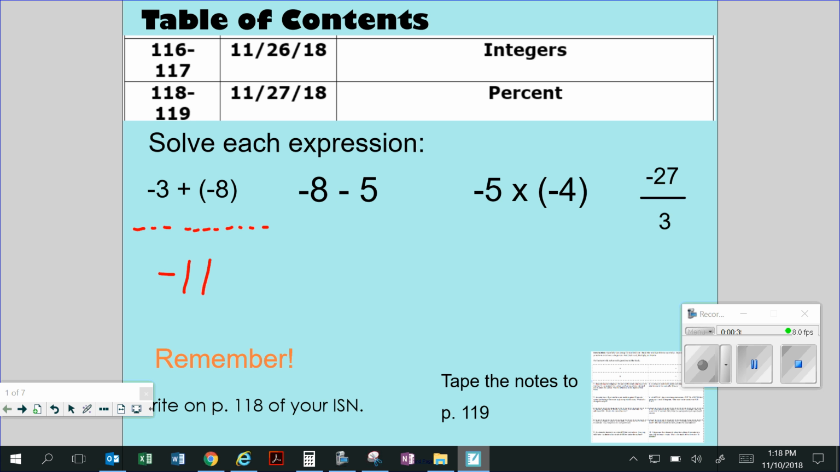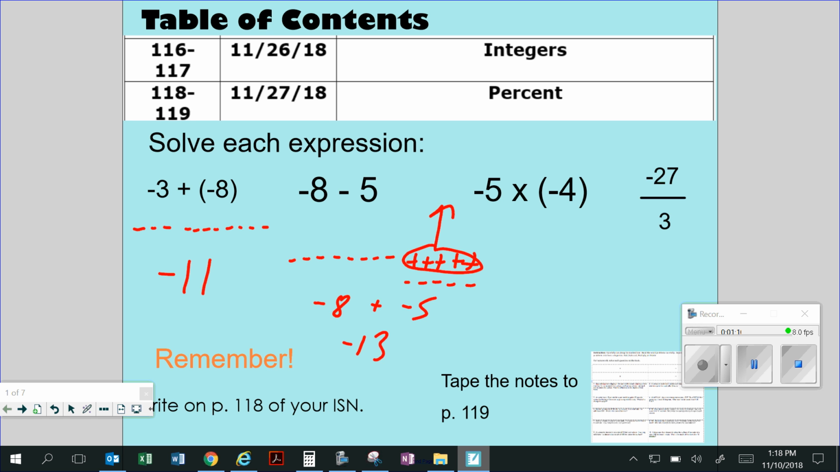Next one. I start with negative 8. Can I take away 5 positives from this picture? I cannot. So I need to draw 5 zero pairs. Now can I take away 5 positives? Yes, I can. So I see negative 8, negative 5. Negative 8 plus negative 5 is negative 13.